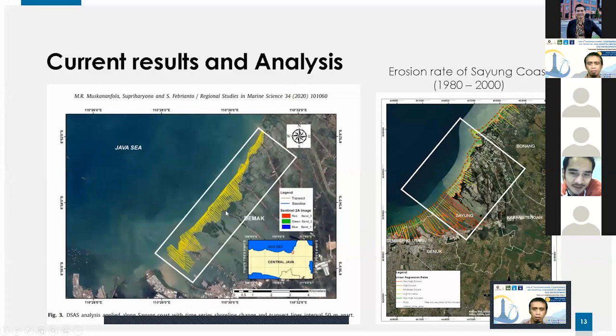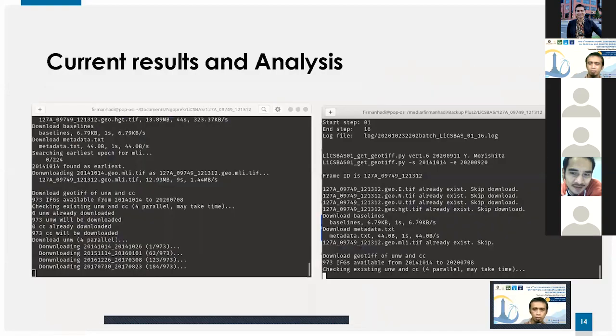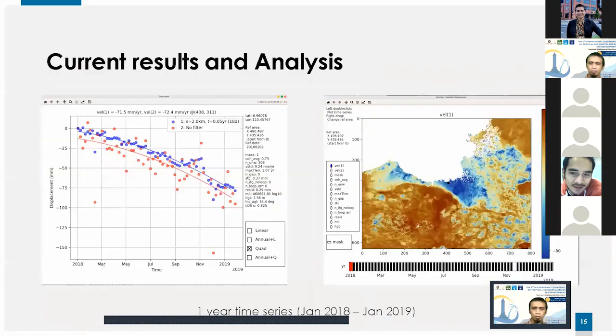Interpreted, this part is the outer part of the coastline. So that's why the result was very much different. And also this is the screenshot of the process by using LiCSBAS. We can see the software is downloading 973 image pairs, and this is the result of 1 year image pairs.